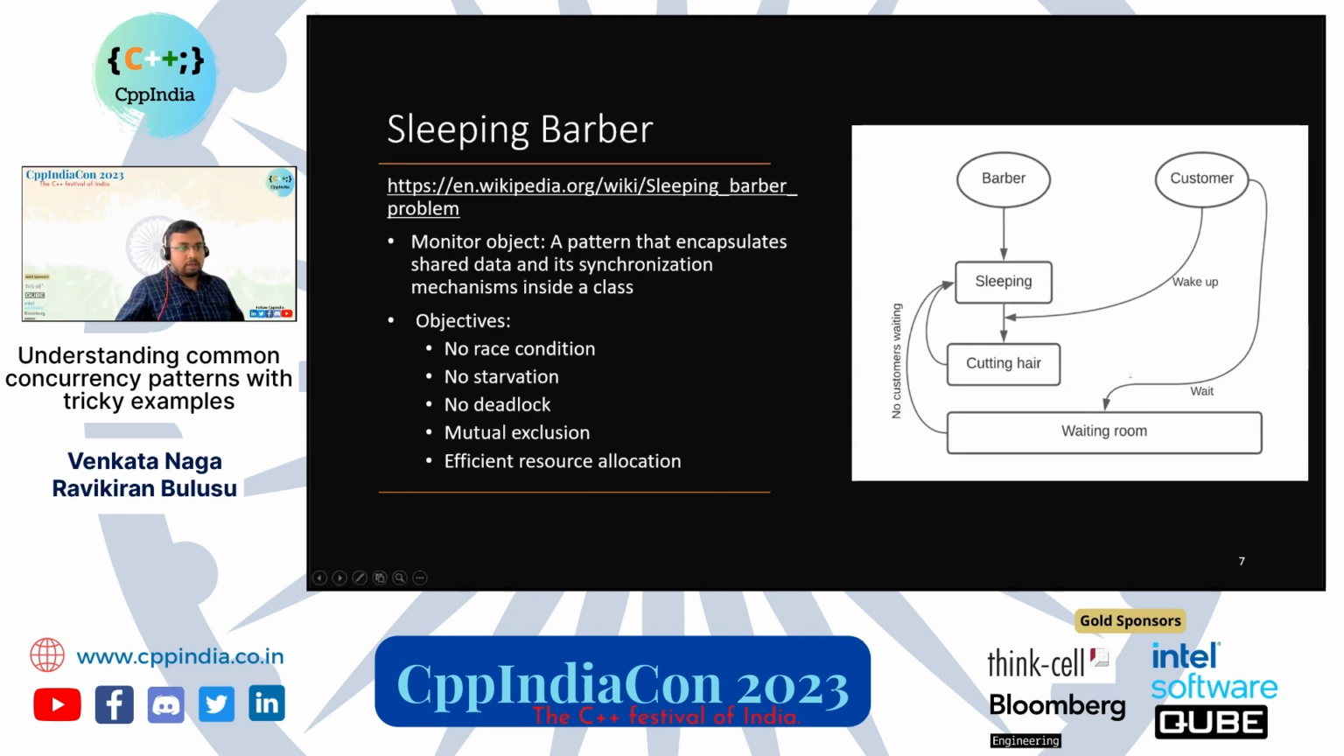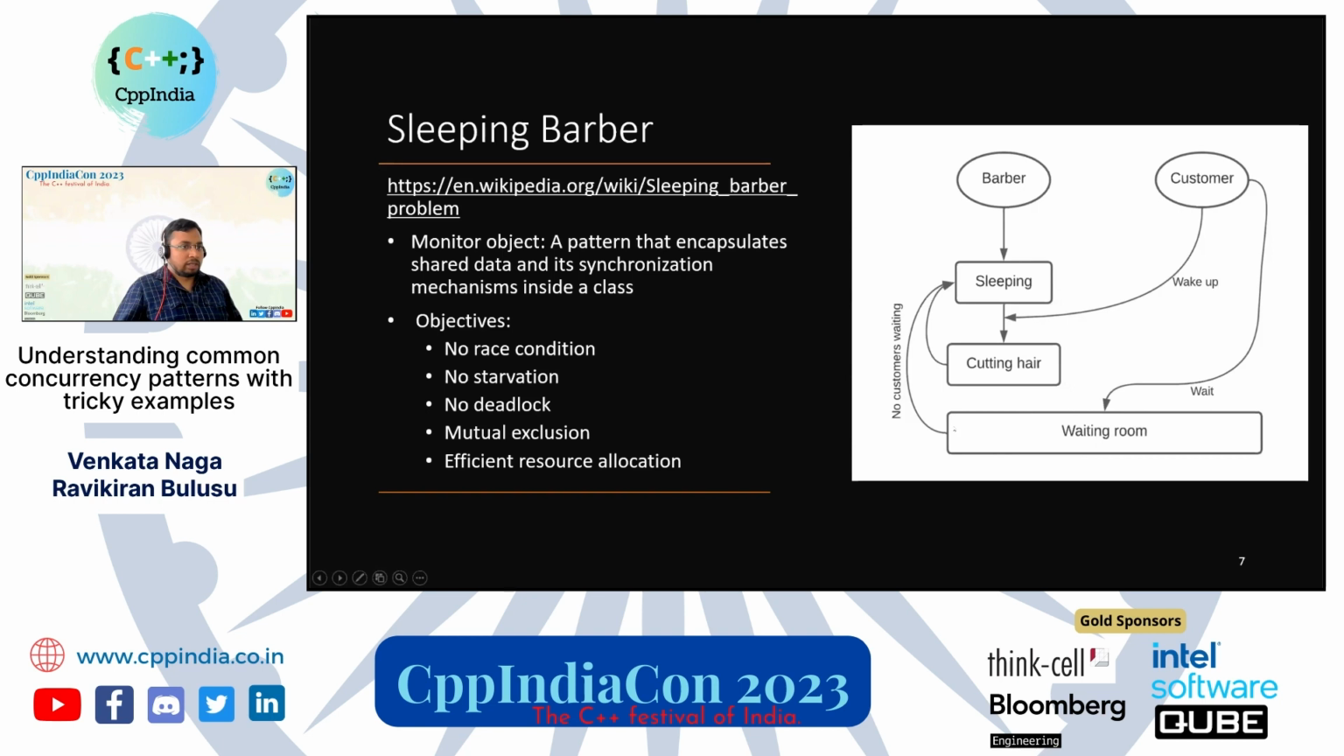He is trying to come to the barber for a haircut, and in case the barber is busy, he'll try to wait in the room, or in case the waiting room is full, he'll try to exit the barber shop. So in this example, what I assumed is the waiting room is our monitor object. So it will try to notify both the barber and the customer about the status of the barber and also the customer. So this is how I assumed, and then I'll show the implementation.